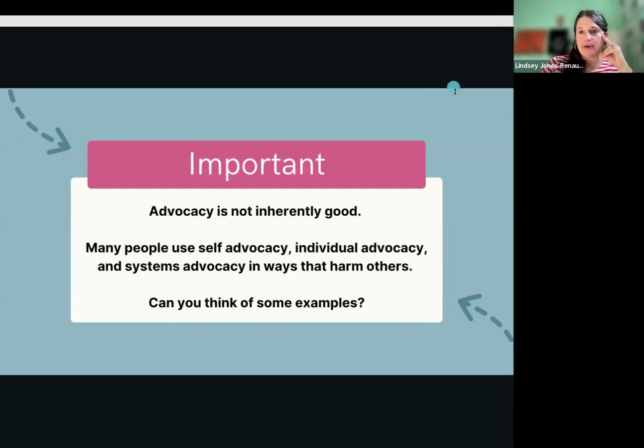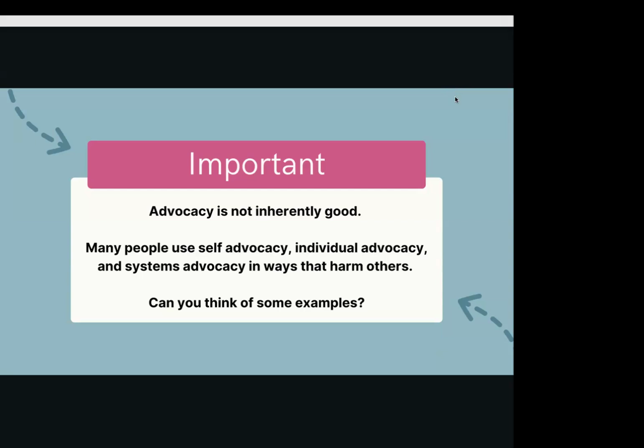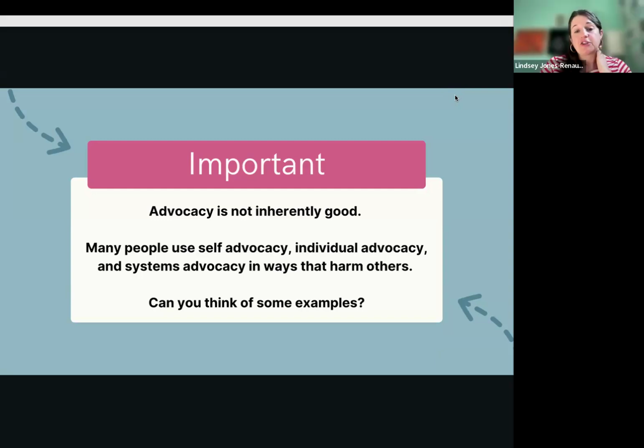Sarah, go ahead. I think it usually happens in courts, when there is a criminal and his or her defense lawyer wants to advocate for the person, and probably they might say things that are not actually good, it's not used for good purposes. Yeah, that's a good example of individual advocacy being used for bad, or to cause harm. Yeah, that's a great example.